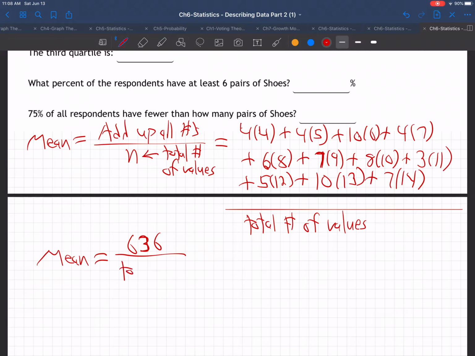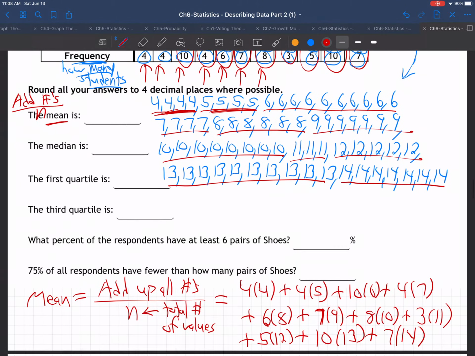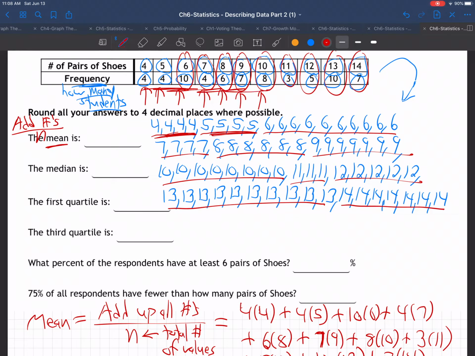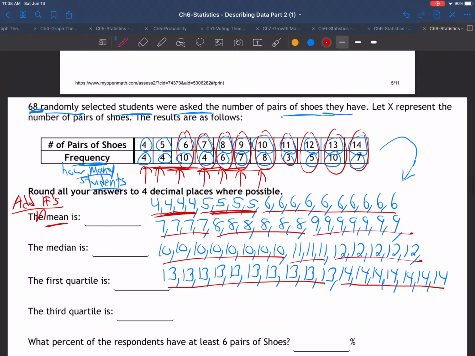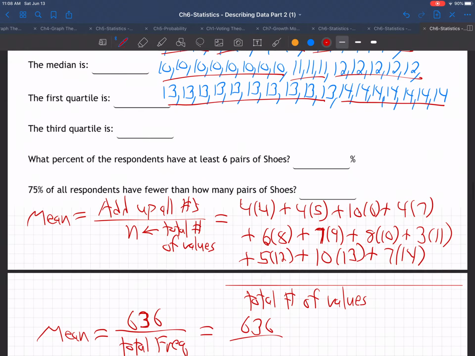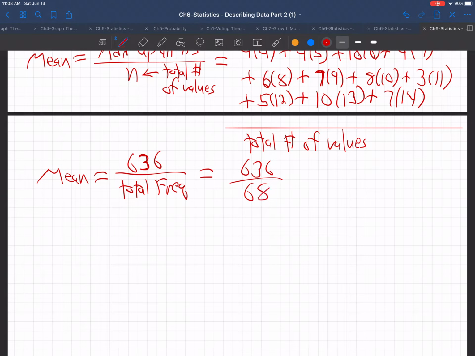So that's the total of all the frequencies. If you add up all those frequency numbers, these numbers right here, 4 plus 4 plus, I'm going to add those up right now. Let me see. I'm getting 68. Of course, that was kind of dumb. They told me already. 68 total students.